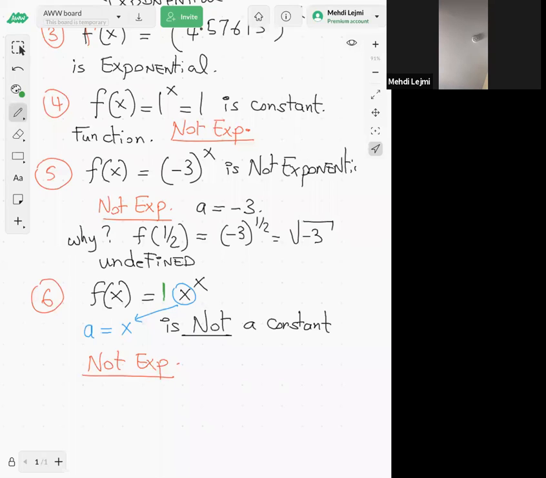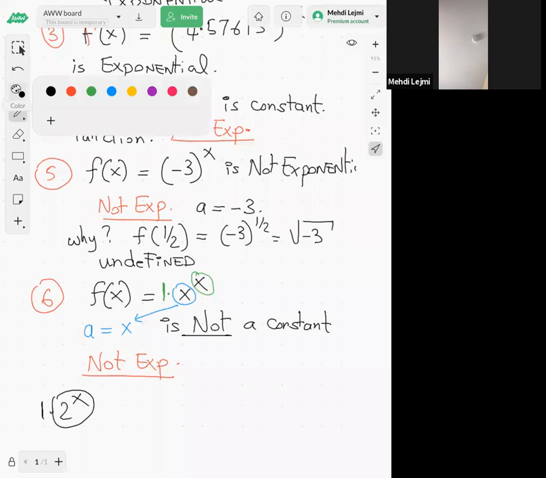Yeah, there's 1 there. But the thing is, this is a power x, but that's x to the power x, right? Even if you have 1 there, for the exponential you need the constant to the power x. Like you need 2 to the power x. You have 1 in front of the 2, but still, it's the 2 which has the power x, right? So that's why x to the power x is not an exponential. Yeah.